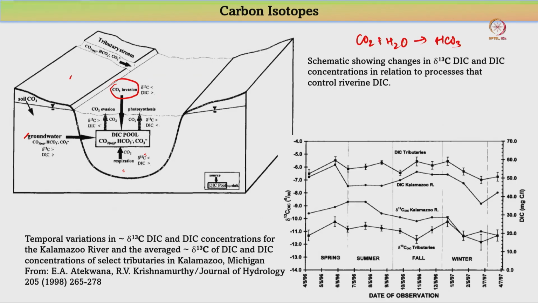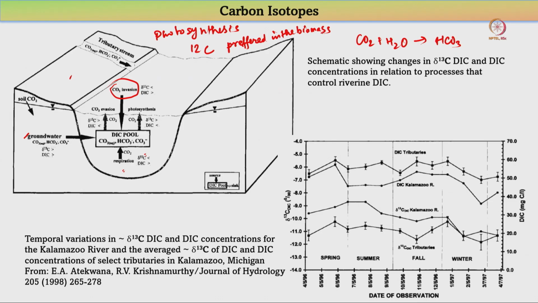So, during photosynthesis, 12 carbon is preferred in the biomass. So, whenever there is a huge photosynthetic event happening, or a huge algae bloom, there will be rapid drawdown of DIC values, while the delta 13C values are increasing. So, such changes are happening.